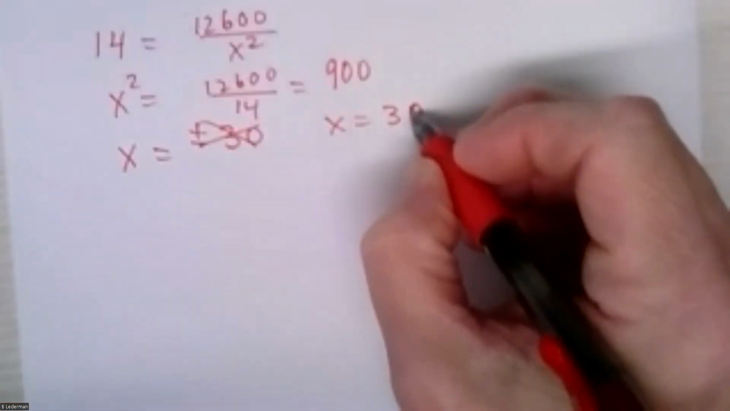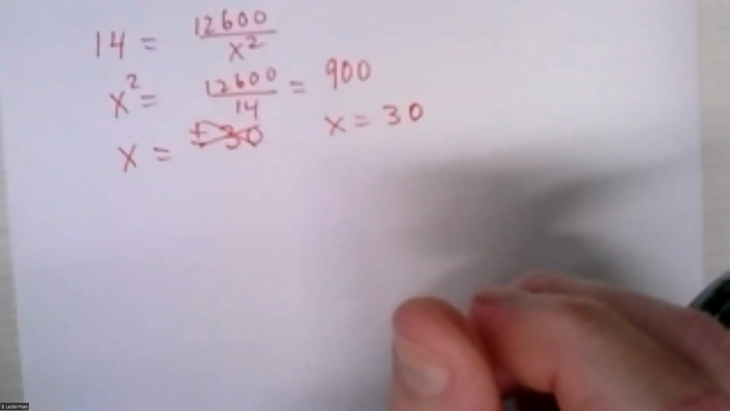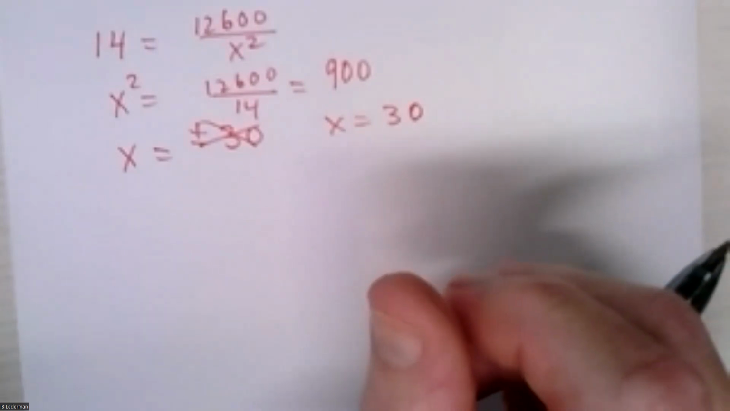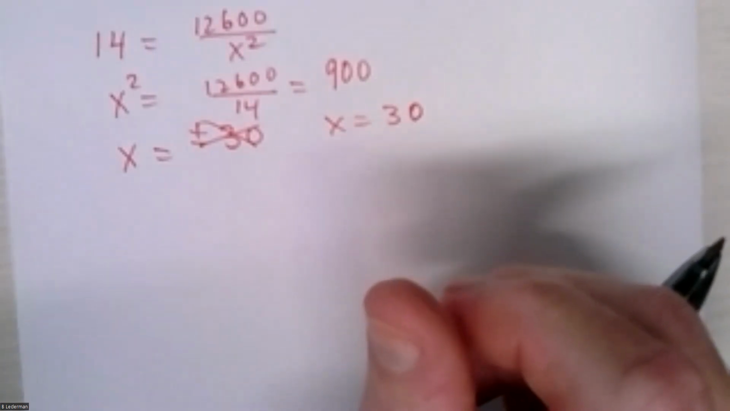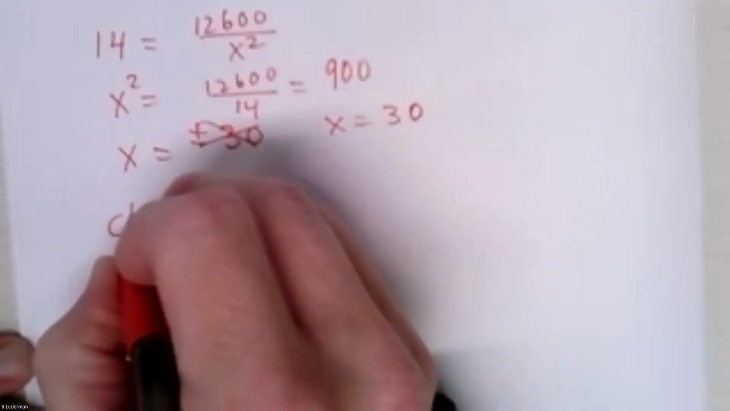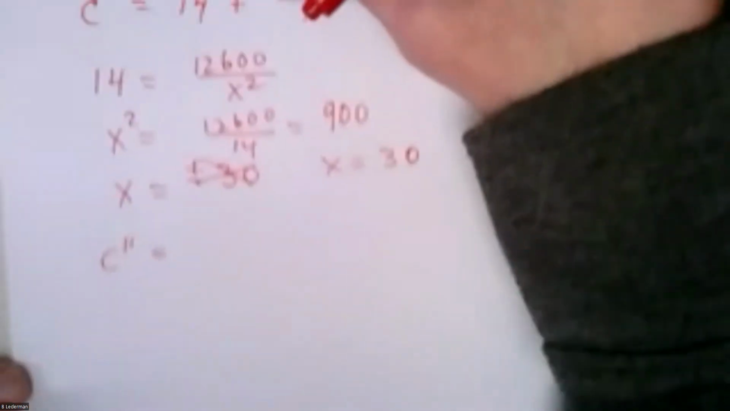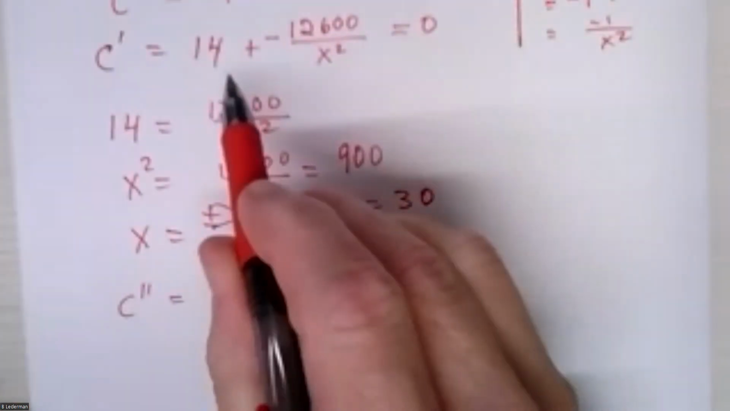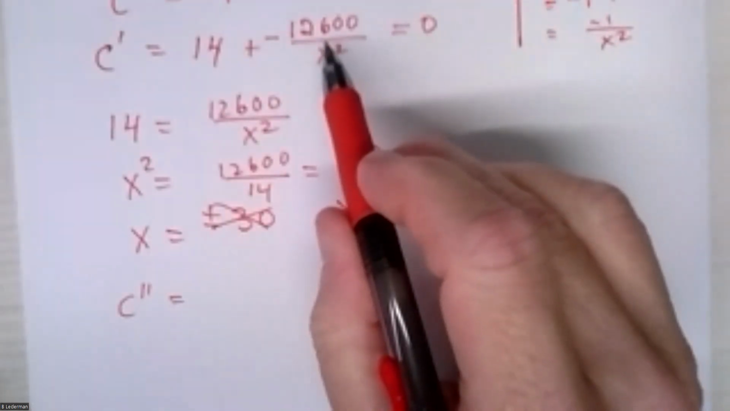Now I just want to test, is this a min? We want this to be a min. We can take the first derivative test or the second derivative test. I think I'm going to take the second derivative test. It's kind of easy in this case. So c double prime: the derivative of 14 is just 0, so it disappears. The derivative of this is going to be positive.